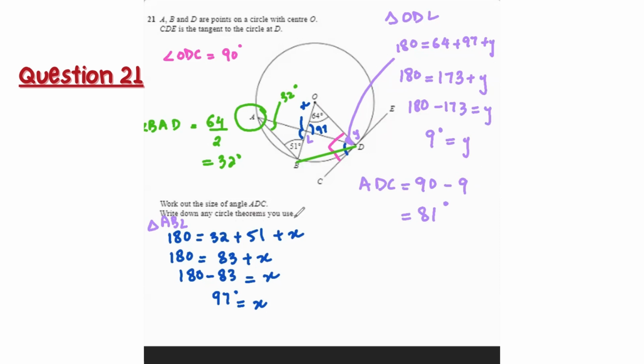So the circle theorem properties we used: one was that angles at the center are double that of the angles at the circumference, which made angle BAD 32. Then we used the circle theorem property that a tangent makes a 90-degree angle with the radius. And lastly, sum of angles of a triangle is equal to 180. So these three properties were used to find the angle.